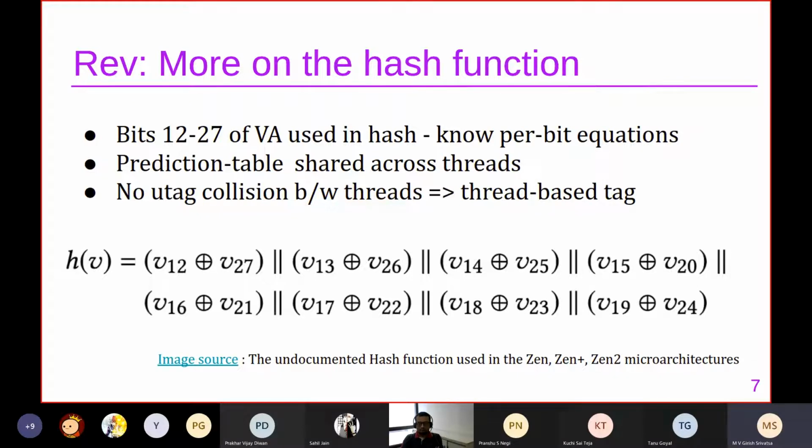This way predictor table is shared across all threads. Essentially, it is one per physical core, but at the same time, when you access different virtual addresses, each from a different thread but with the same mu tag, no collision is observed. One is not evicted, which implies the way prediction is not purely based on the mu tag. There's an additional part which is based on which thread has loaded or is accessing it. That is the thread component of it.